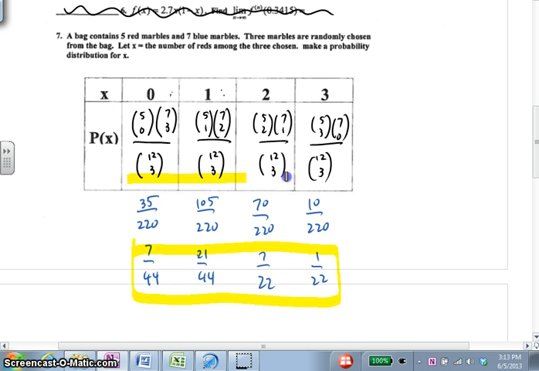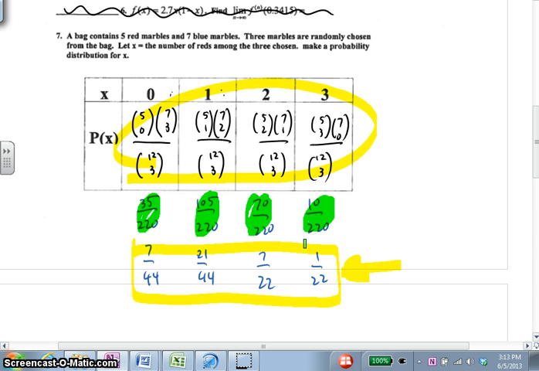I know it's really tempting to just leave it like that, and that's going to be most of the credit, but I want to make sure that you can find these things. So please simplify the fractions and give me this. Now, a couple of things to notice. One, if I add these up, they all add up to 1. That means I know it's a valid probability distribution.